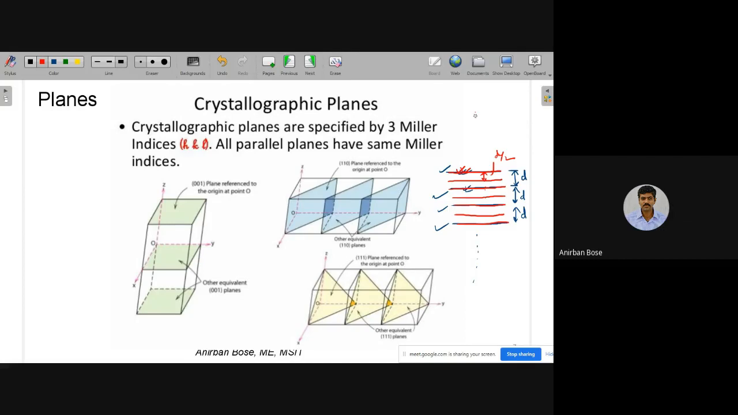So, by Miller indices, we are not representing a single plane. This is the first thing you have to understand. By Miller indices, we represent a set of parallel planes having certain distance between them. When are the Miller indices going to change? When these parallel planes have a different distance between them. Definitely it represents a set of parallel planes, and when the distance between the parallel planes changes, then the Miller indices of that set of planes will change. So this is the basic concept of what we represent by the Miller indices.